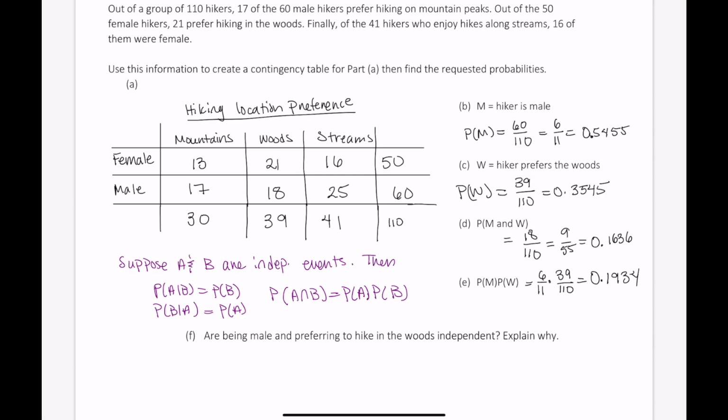Well, let's take a look really quick at our parts D and E. So if the probability of A and B is equal to the product of the probabilities, we know that these events are independent. But if you notice, the probability of M and W, so someone is male and hikes in the woods, is equal to this value, which is not equal to this value. So they are not independent.